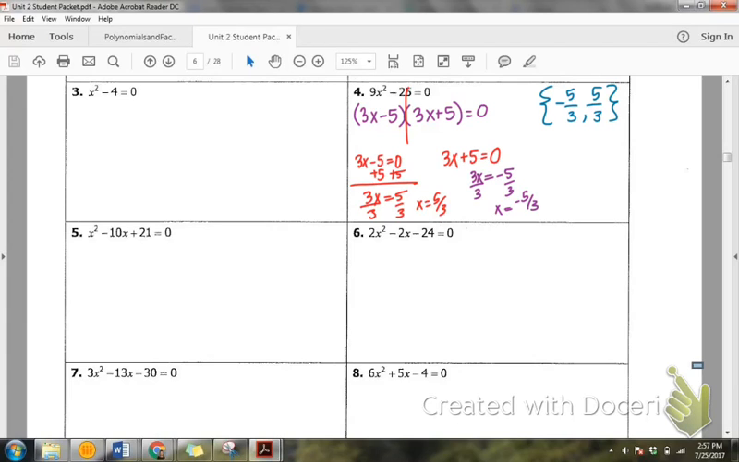Let's try number 6. Look at your chart. What's the first thing you do when you're factoring? Number 6. Rhetorical question.